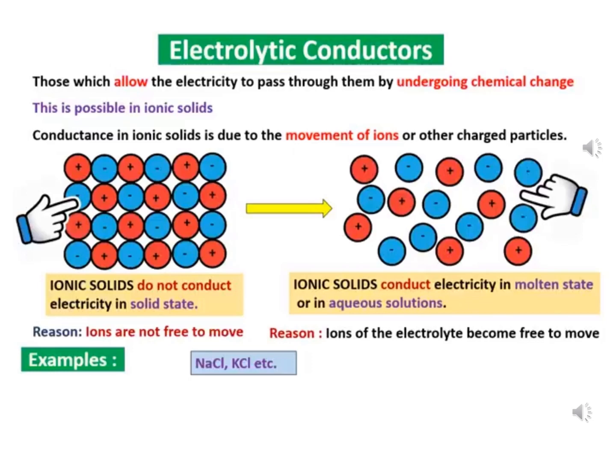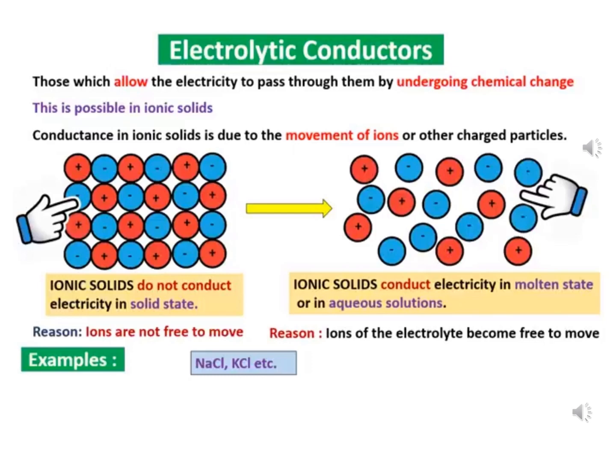For example, on the left side you can see crystals or solid material of sodium chloride. It cannot conduct electricity because it is in packed form, and here the charges cannot move freely. But when you make a solution of that sodium chloride, it converts into ions and electricity can pass through them. So they are known as electrolytes or electrolytic conductors.